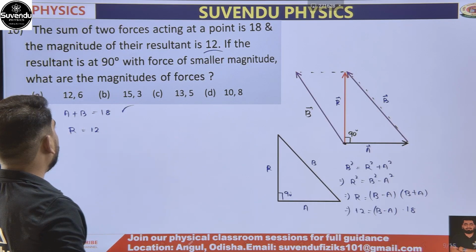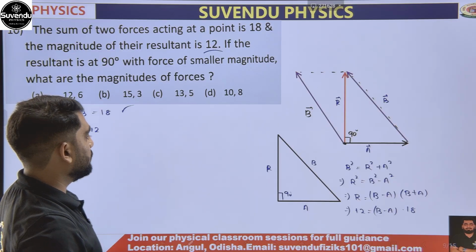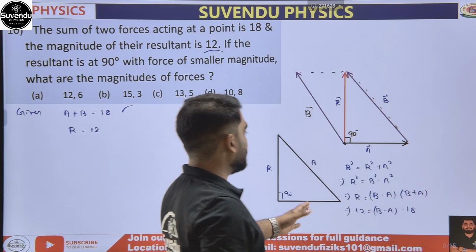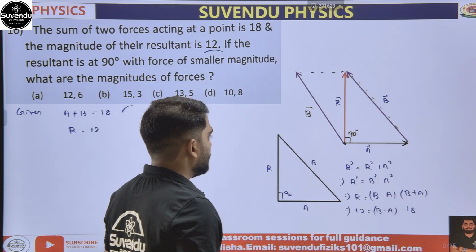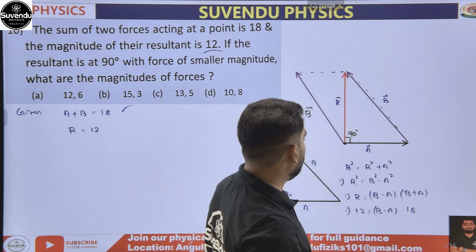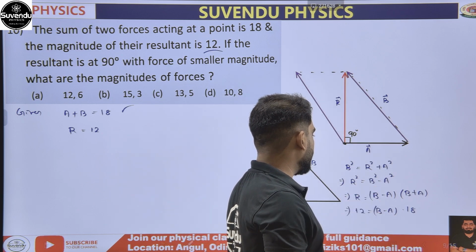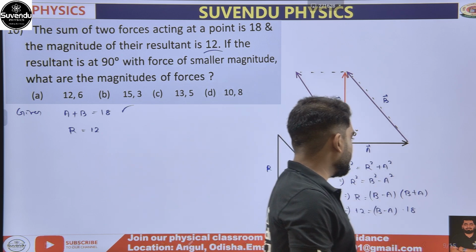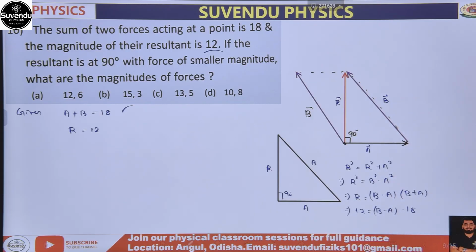If the resultant is at 90 degree with the force of smaller magnitude, yes, resultant is at 90 degree with the force of smaller magnitude, then R square is equal to B square minus A square. That means R square equal to B minus A into B plus A. This part is fine. Then we wrote B minus A into A plus B, which is given as 18, no? There is a mistake. A plus B is given as 18.